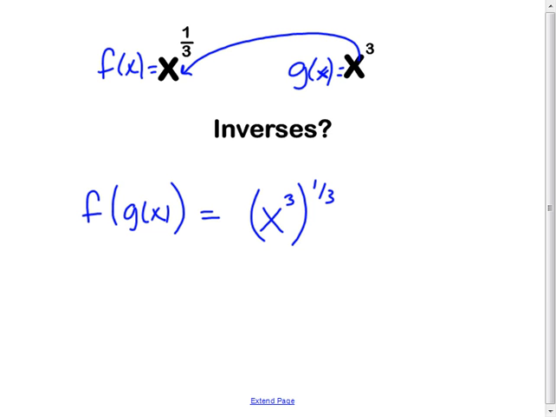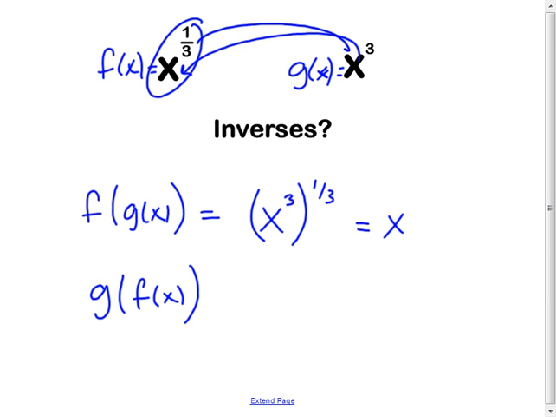And of course, when you deal with your exponent rules, then you would multiply 3 times 1/3, which would just be x to the 1, which of course is x. Then if you do it the other way around, g of f of x, now you're going to take f's equation and you're going to plug it into g's. So of course, I would take x to the 1/3 to the 3, and again, using exponent rules, I will multiply those two exponents, and I will get x to the 1.